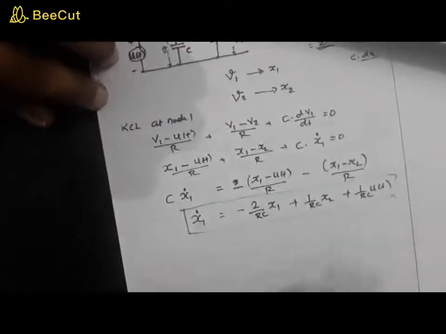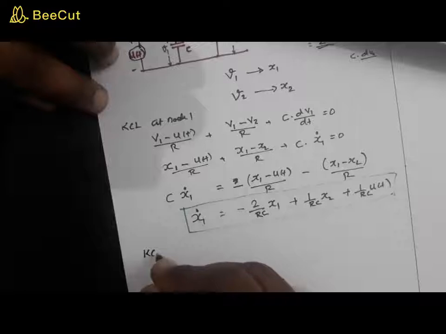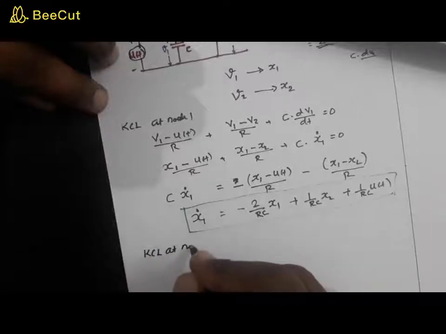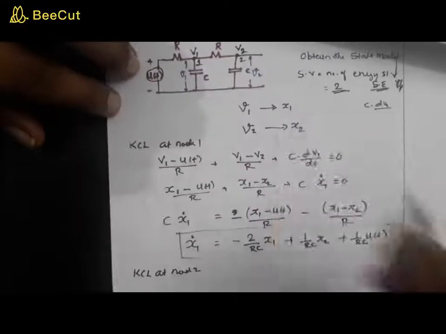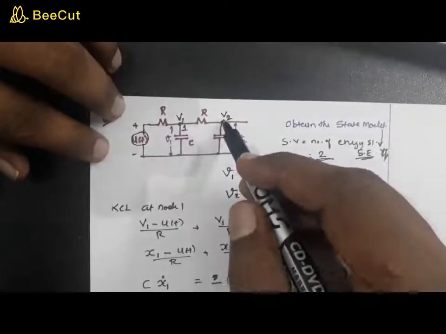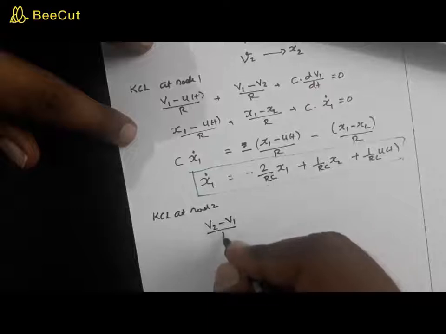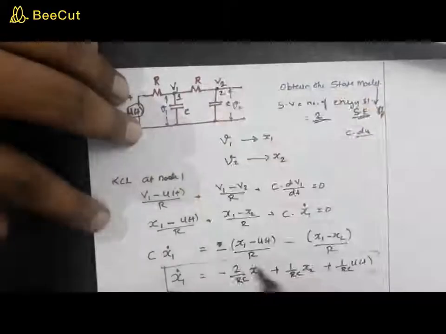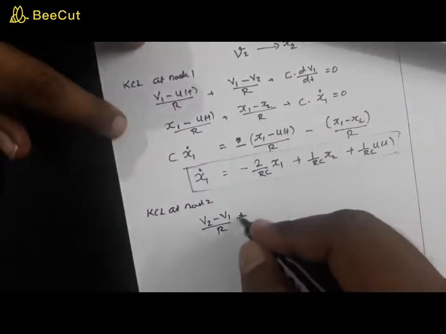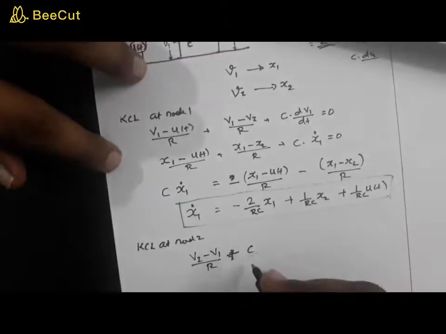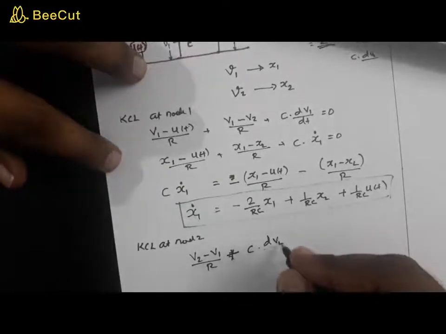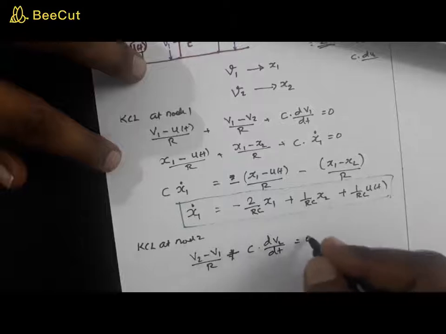Okay. Now to get the next set of equations, you can apply KCL at node 2. When you apply KCL at node 2, this will be (V2 minus V1) by R plus C into dV2 by dt is equal to 0, right?